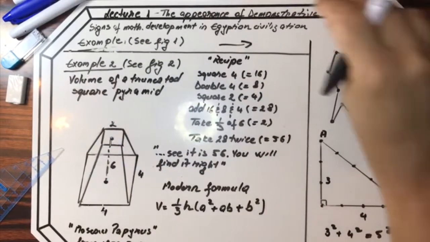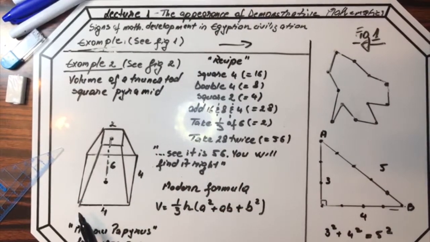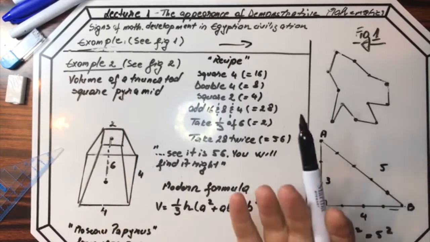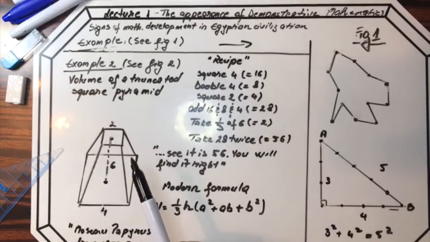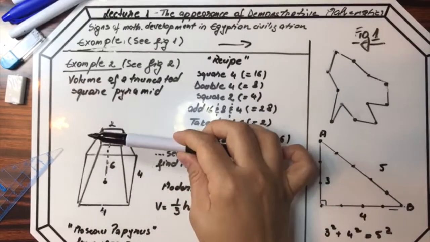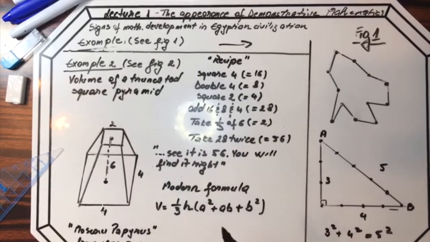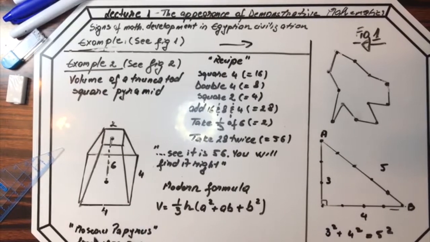Example 2, it refers to figure 2. I'll explain what that is. Basically, this is a truncated pyramid. I say square pyramid because we mean a pyramid with a square base. Truncated means that the top is cut by a plane parallel to the base. So Egyptians again had a recipe for how to find the volume of this particular truncated pyramid.